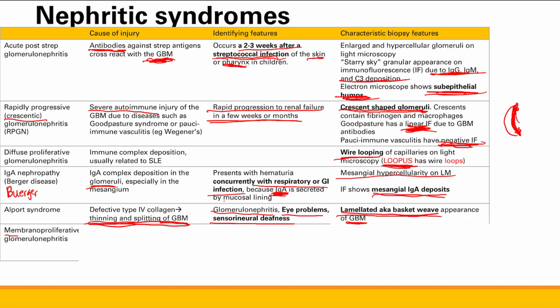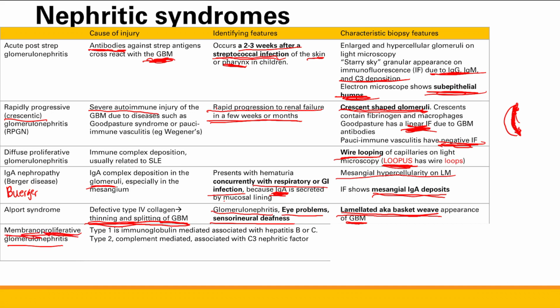Finally, last but not least, membranoproliferative glomerulonephritis. So from the name, you can tell this is membranous thickening, a proliferation of cells in the glomerulonephritis. There's two types. Type 1 is immunoglobulin mediated. This is associated with hepatitis B, so you get antibodies that end up damaging the glomerulus. Type 2 is complement-mediated damage of the glomerulus, and it's associated with C3 nephritic factor.